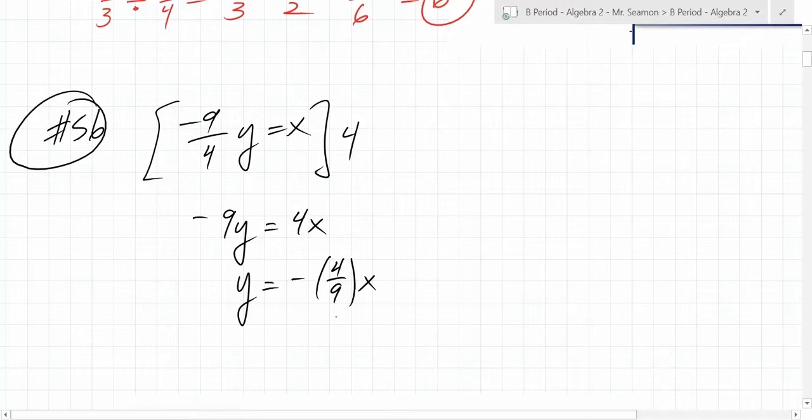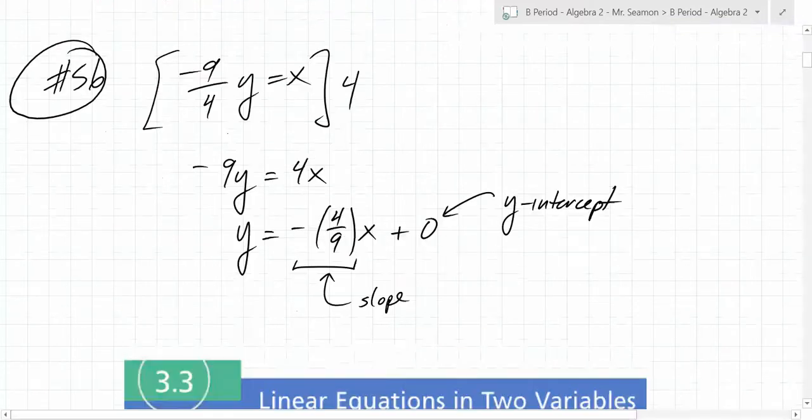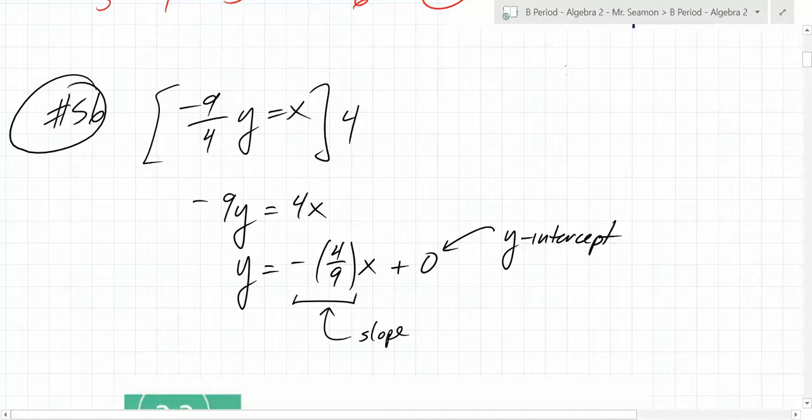What's the slope of that line? Yeah, that is the slope. And what's the invisible thing we're adding to this? 0. So that right there is the y-intercept. So if the y-intercept is 0, what point do we know it goes through? What point is that called? The origin. If the y-intercept is 0, we know it goes through the origin. So this thing goes through the origin, and what's the slope?